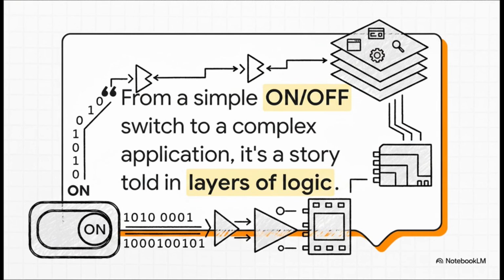So there you have it. The whole journey is really a story told in layers. We start with the basic physical language of on and off. We use that to build tiny decision makers called logic gates. We combine those gates into powerful circuits, and then we use a structured plan to organize everything into the software that we use every single day.